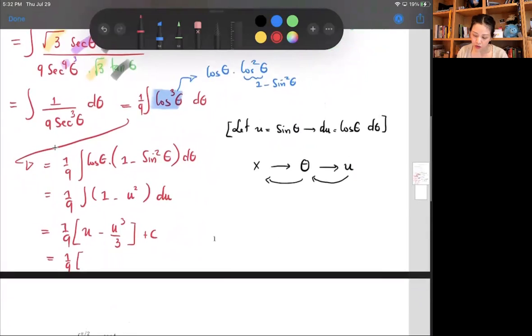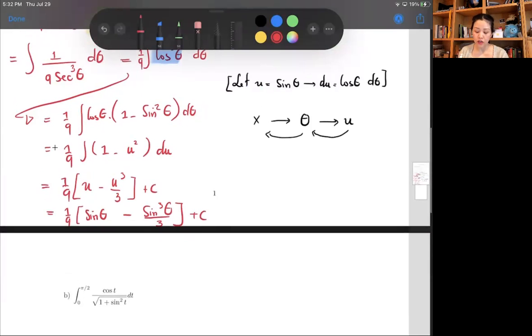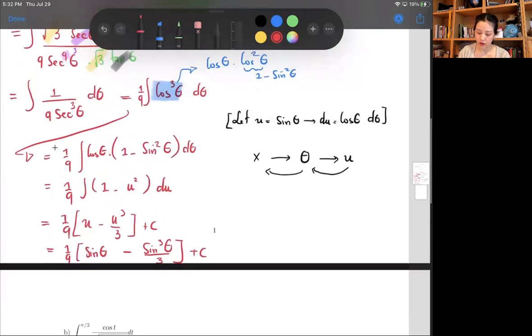I let u equal sine theta. So instead of u, it's going to be sine theta minus u cubed, which will be sine cubed theta over 3, plus c. So from u, I bring it back to theta. And now from theta, I have to bring it back to x terms. In order to do that, we have to draw a right triangle.